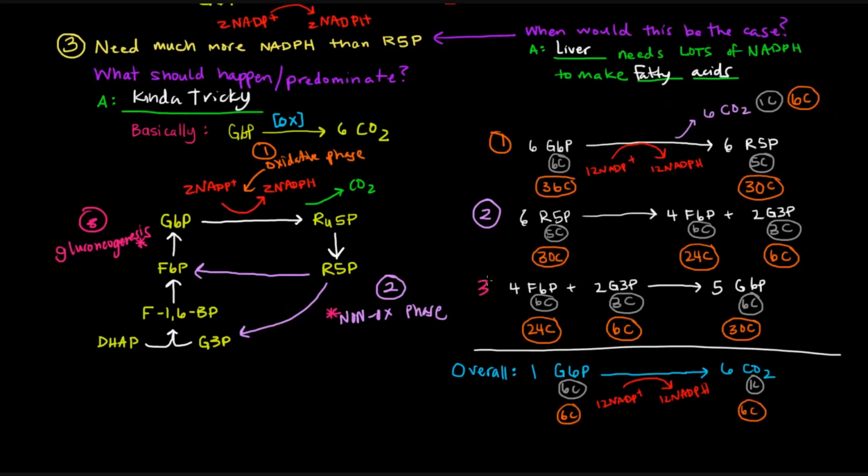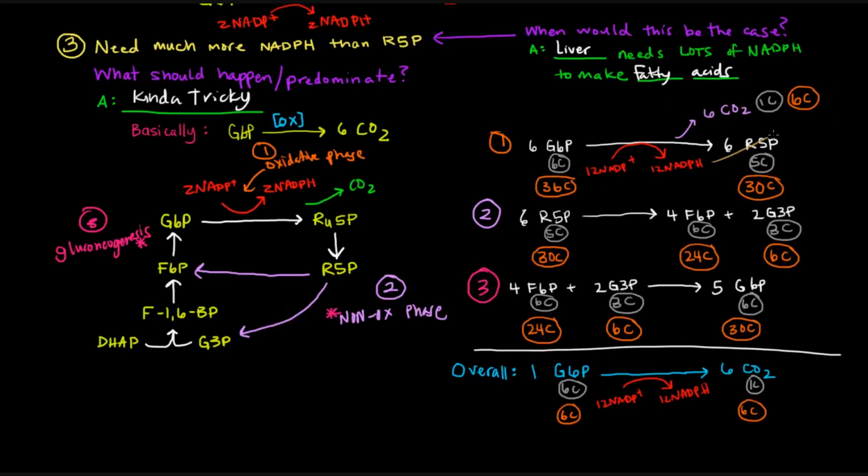Now what happens? Well, now these fructose 6-phosphates and glyceraldehyde 3-phosphates are, of course, the glycolytic or gluconeogenic intermediates. What they're going to do is go through gluconeogenesis and create some glucose 6-phosphates. So we go from 24 carbons here, 6 carbons here, and then we're going to make 5 glucose 6-phosphates. If we have 30 carbons total, that would equal 5 glucose 6-phosphates. So if we go through and calculate the overall reaction, we can cross out anything that's on both sides of these arrows here.